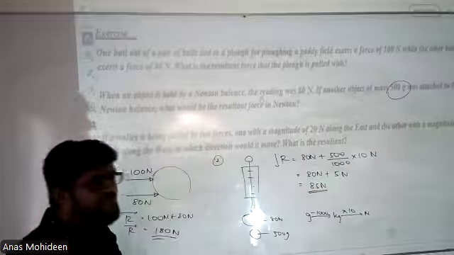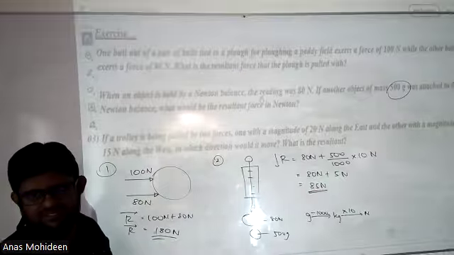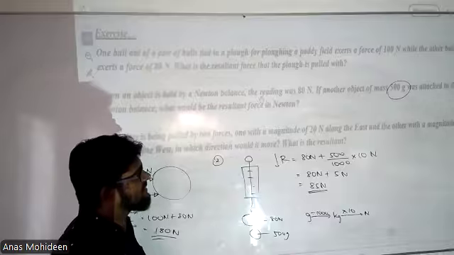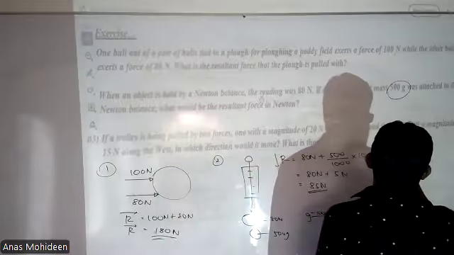How many newtons are there? 85 newtons. 85 newtons are there. Got it? 85 newtons. That is the second question now. Third one.